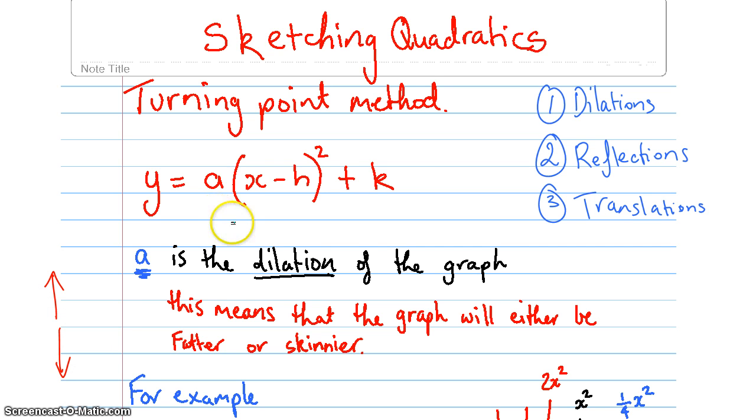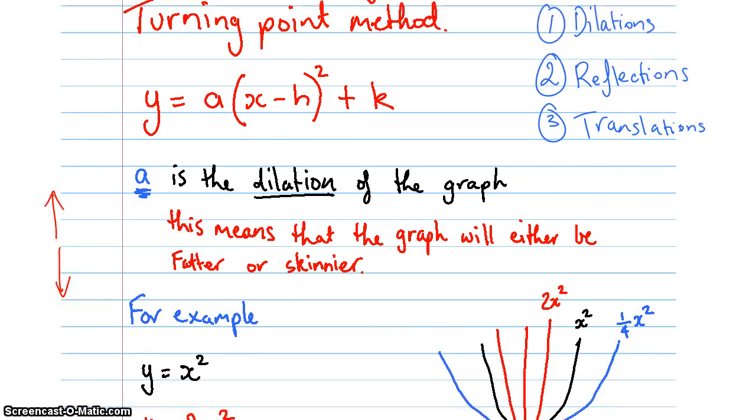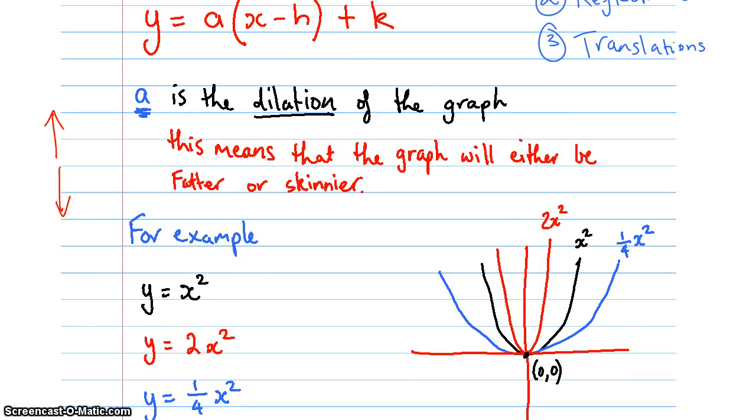Okay, there's actually two types of dilations when we look at year 11 and 12 maths. Sometimes you can actually dilate it this way as well, and we say that's from the y-axis, but in year 10 we're just going to look at from the x-axis. So A is the dilation, and it makes the graph either fatter or skinnier. Let me show you a couple of examples just here.